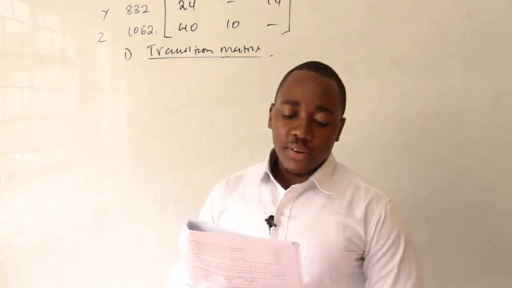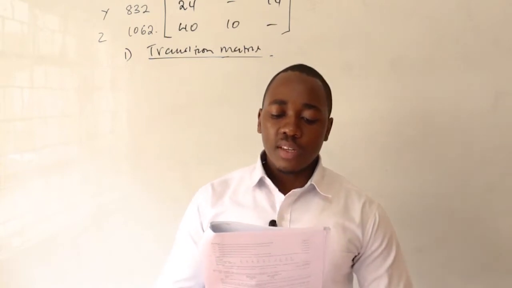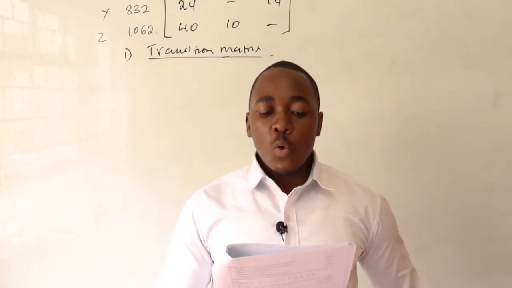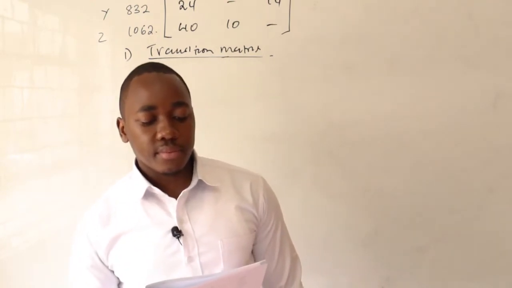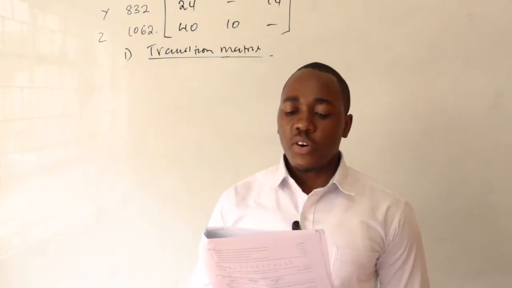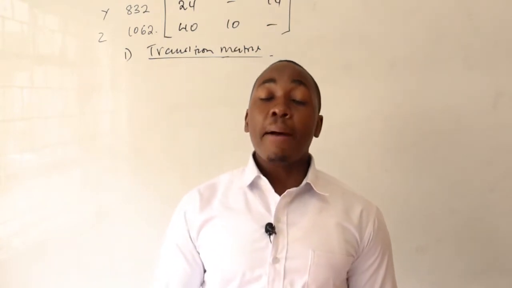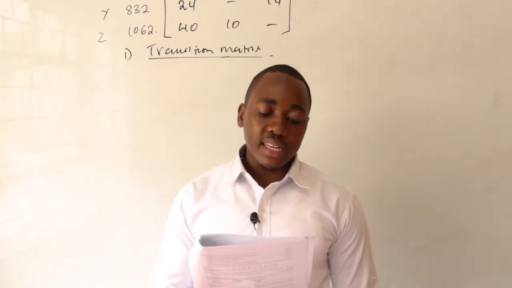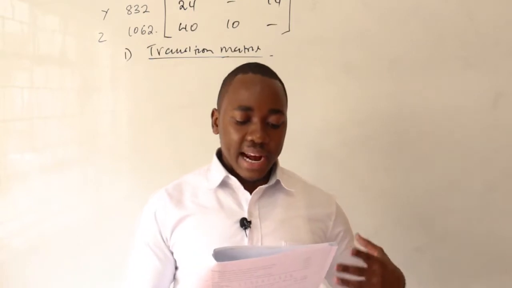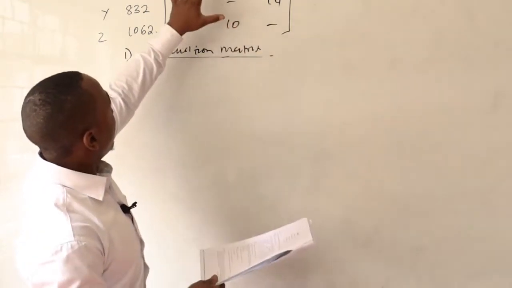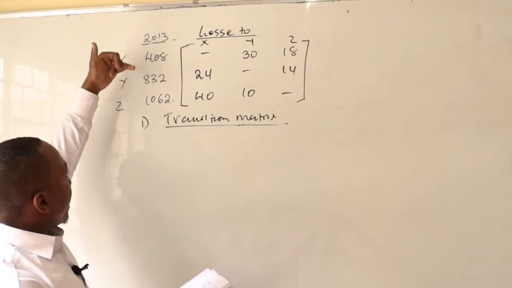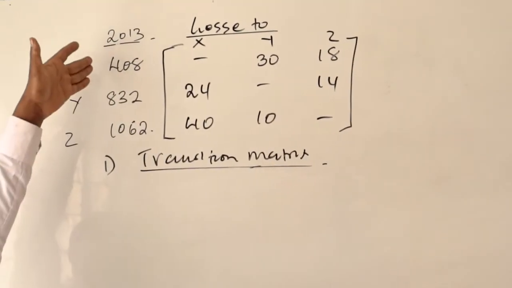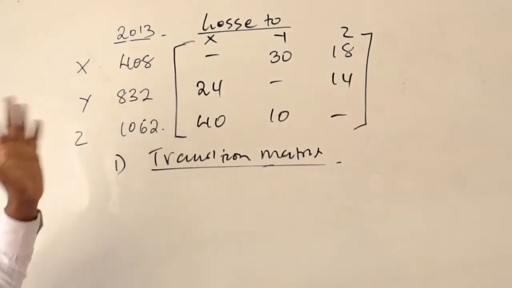Part B, you are told that the research industry in your country has 3 market research firms, namely X, Y, and Z, which provide research services. The following data has been collected in relation to the flow of clients among the 3 firms. So you are given company X, Y, and Z, then the number of clients. That's at 2013. X had 408, Y 832, and Z 1062.